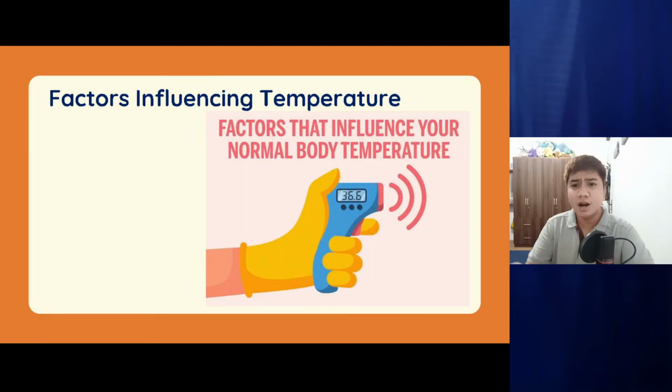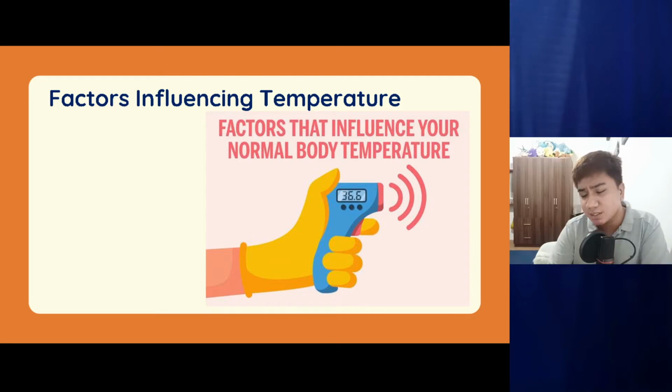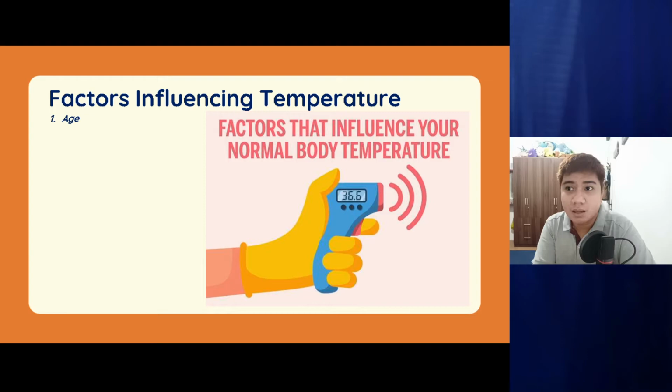So there are a lot of factors that influence class your temperature. Number 1, age. The more nga gatigulang isa nga tawo, chances are ang adaptability sa temperature changes. Okay?